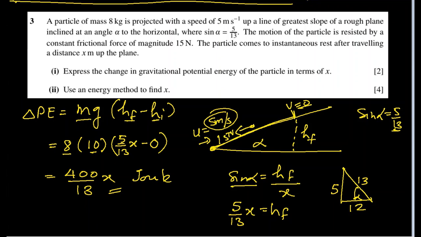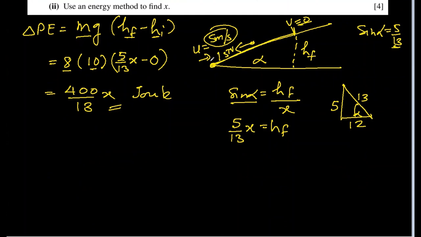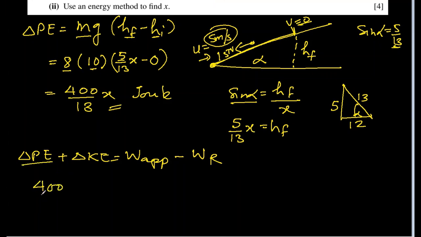Use an energy method to find x. So look here. There is no applied force. It was just thrown and there was no other force that was being applied to it. So the energy equation says the change in potential energy plus change in kinetic energy is equal to the work done by applied force, which is nothing here, minus work done by the resistive force, right? So delta PE we just found, 400 over 13 x.